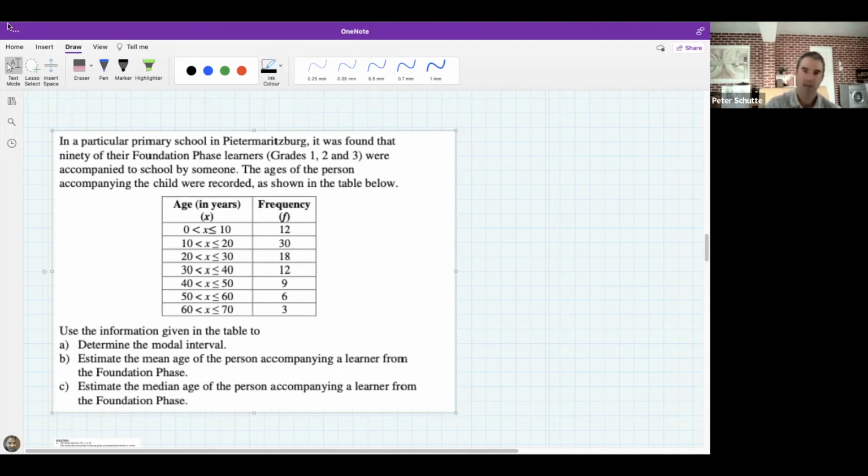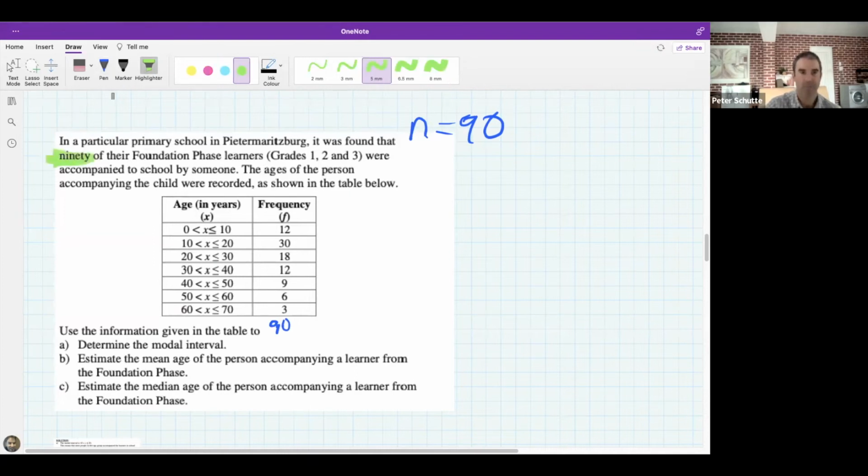Yes. Okay, so it's always nice to know what n is. In this case, n is 90. You could do it by adding up the frequency column, or you could have noticed that they actually told you in the question. Okay, so step one, we know what n is. N is 90. Now, I want you to tell me which is the modal interval. Find me the modal interval for this particular data set, which is grouped into intervals.